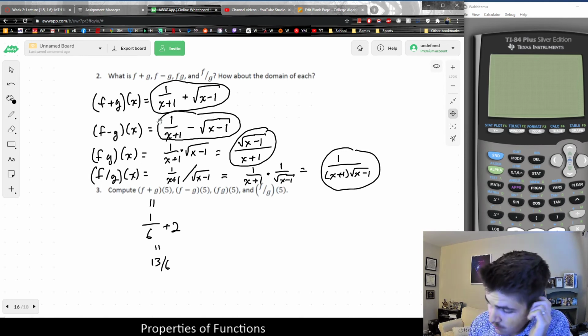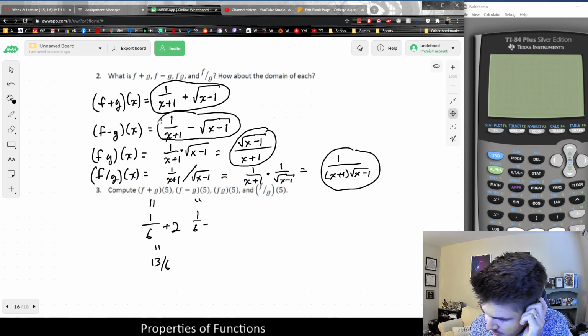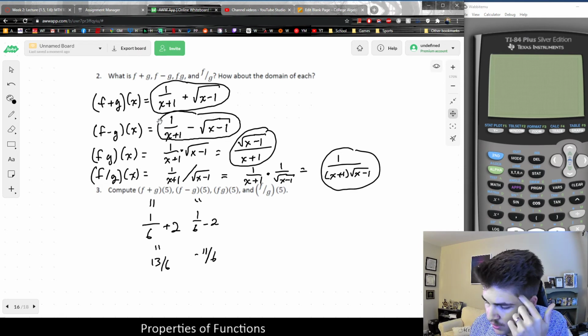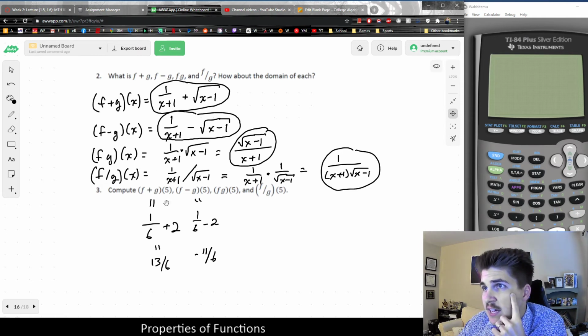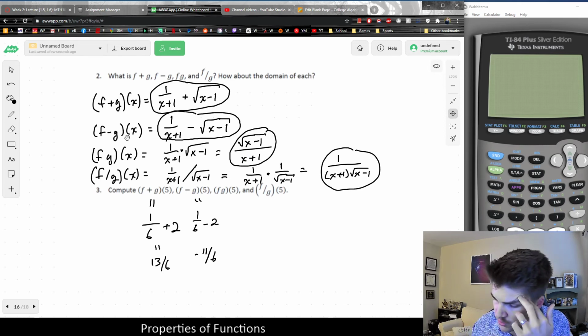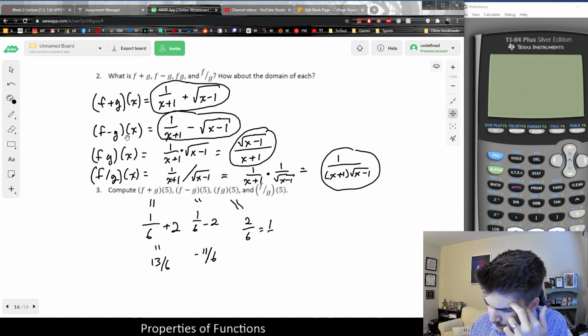And then if I was to do f minus g of 5, that would just be f of x minus g of x at the same point, which would be negative 11/6 instead. And then so on and so forth. Fg of x would just be 1/6 times 2, or if I'm looking at it like this, that's just 2 over 6, which would be 1/3.